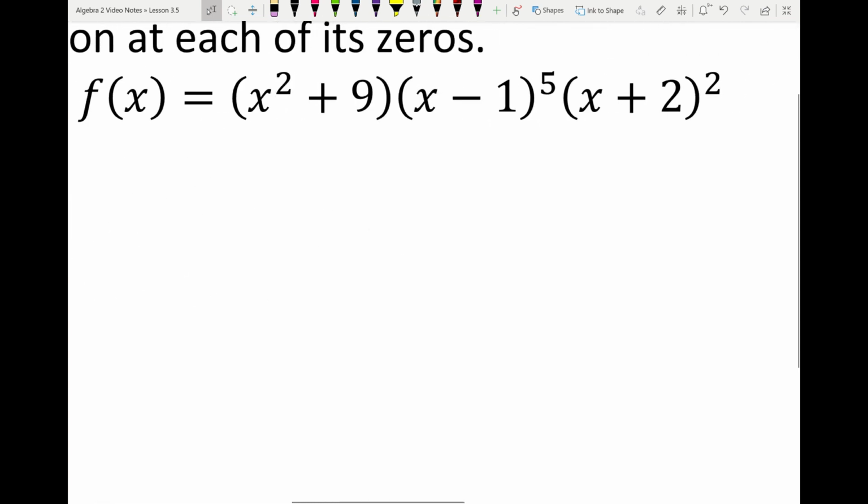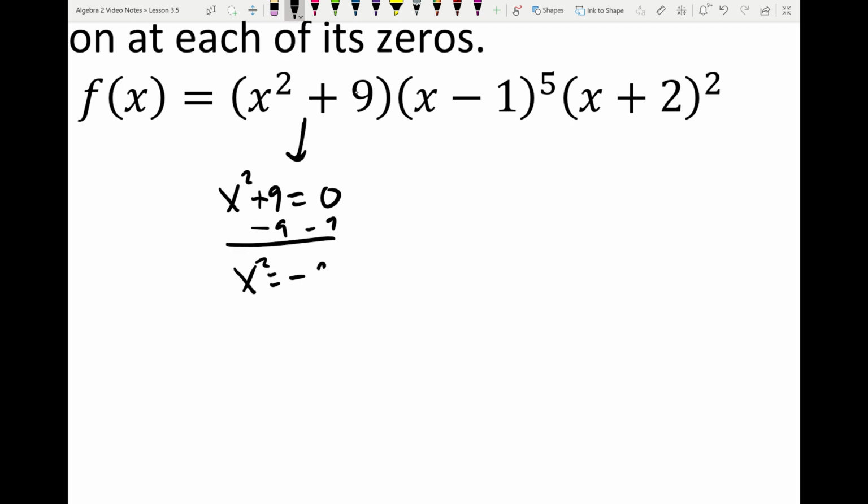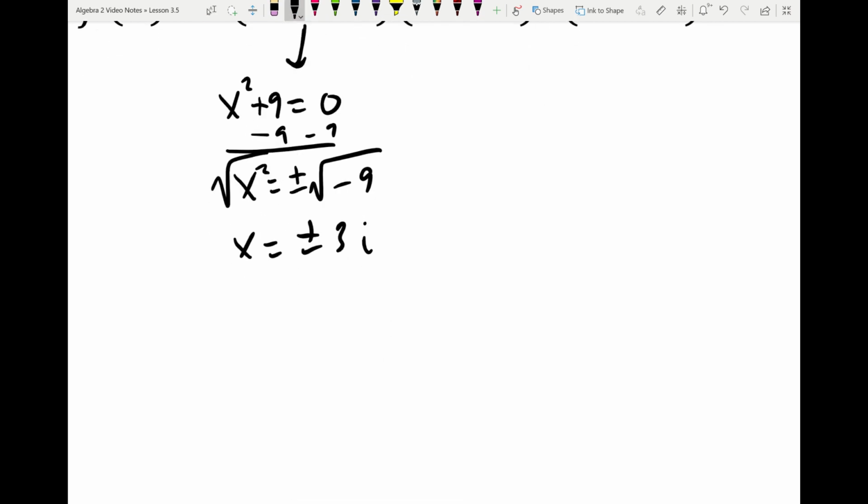All right, part B. So we have here x squared plus 9. Well, let's solve this. Subtract 9 on both sides. x squared equals negative 9. Take the square root. Don't forget the plus or minus. So let me rewrite this. And then this is going to be plus or minus 3i. That's imaginary. So we have two answers here. We have x equals 3i, x equals negative 3i. And each of those are multiplicity 1.